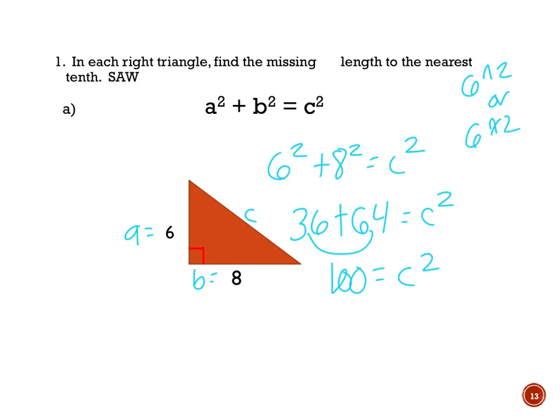I want to know what C is, not C squared. So I have to take the square root of both sides. The square root of C squared is C, and the square root of 100 is 10. So my missing side is 10. C equals 10.